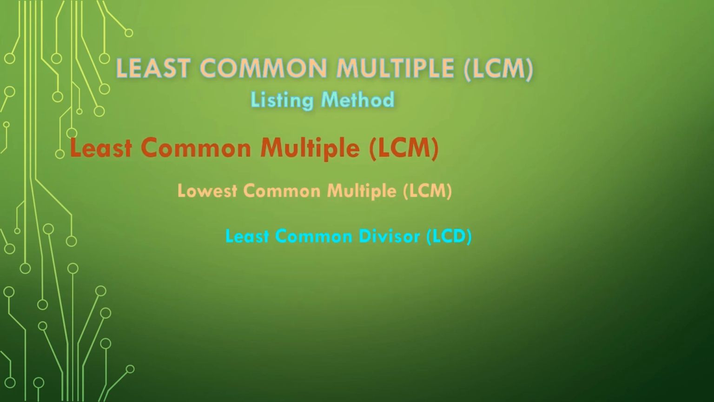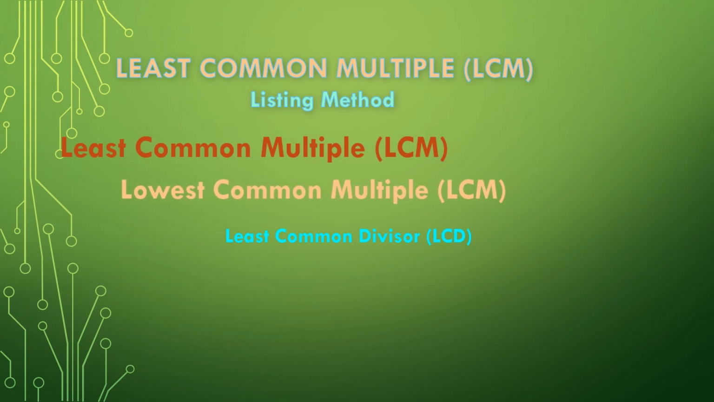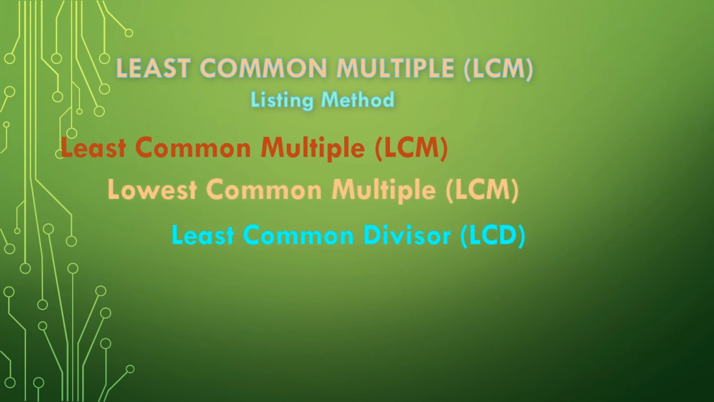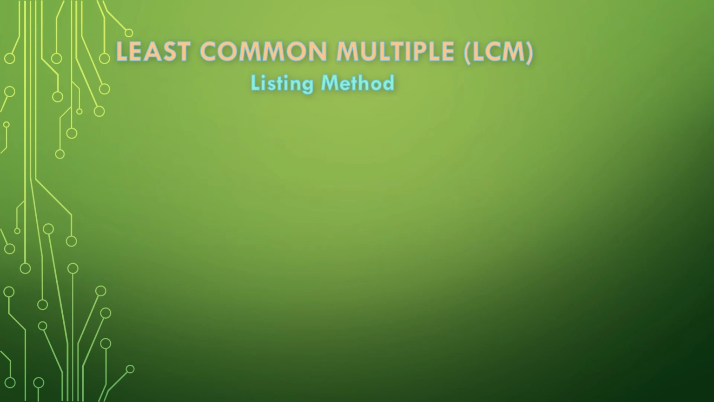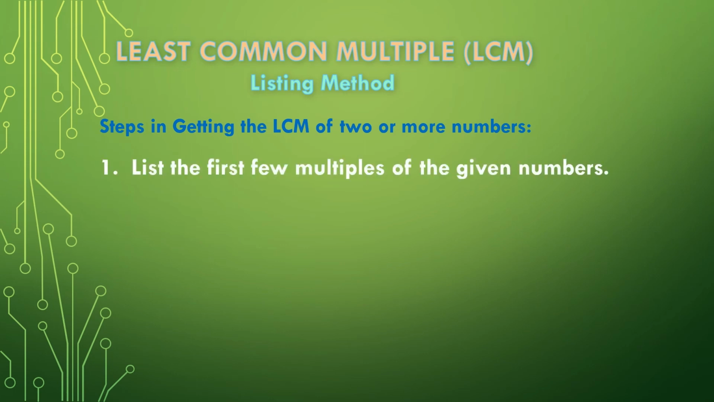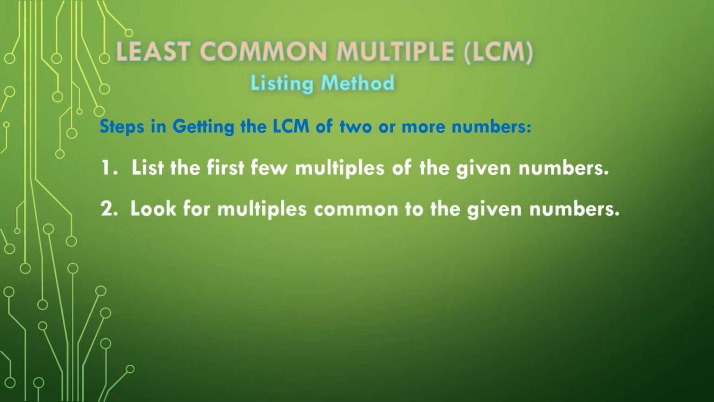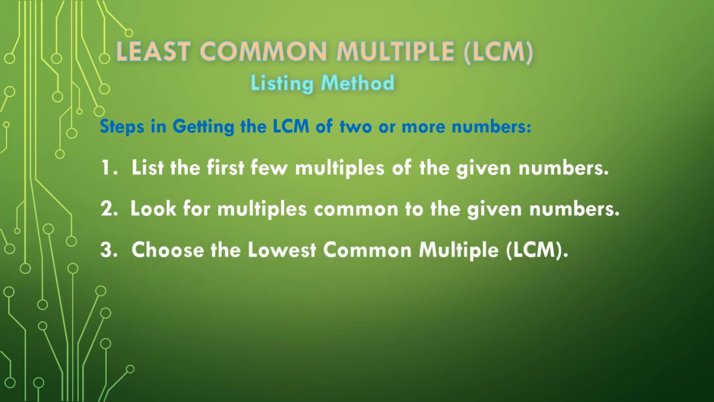Least common multiple, lowest common multiple, least common divisor. They all refer to the same mathematical concept and they mean one and the same thing. Steps in getting the LCM of two or more numbers. Number 1, list the first few multiples of the given numbers. Second, look for multiples common to the given numbers. Finally, choose the lowest common multiple or LCM.